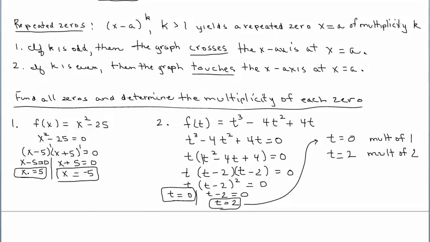Likewise, if I come over here to example 1, x equals 5 is a zero. It has a multiplicity of 1. It occurs once, and as well this one too, a multiplicity of 1. Only one factor here, not two of them. So far we've looked at zeros and multiplicity. The third objective is to find polynomial equations.